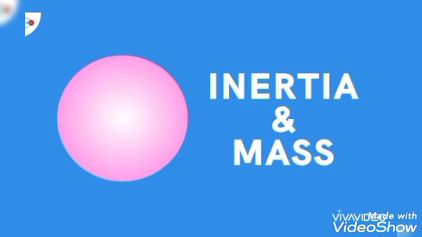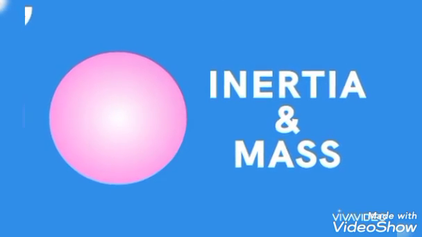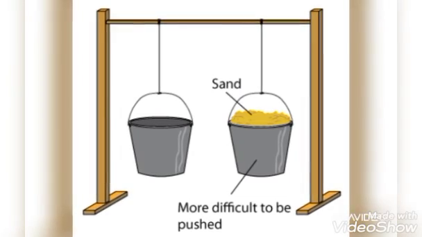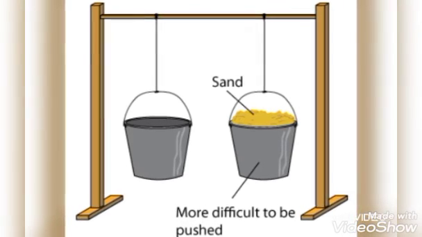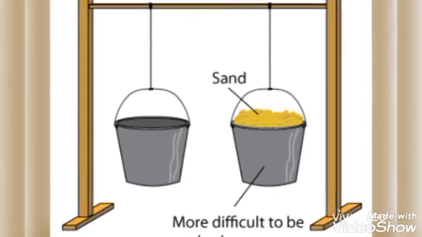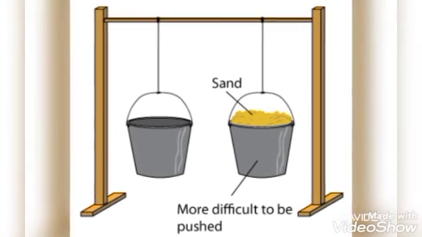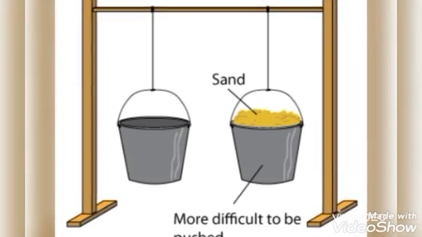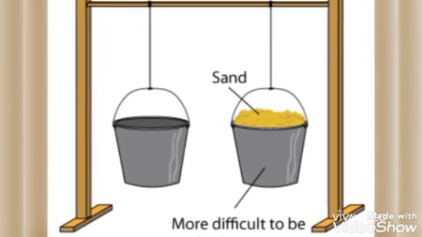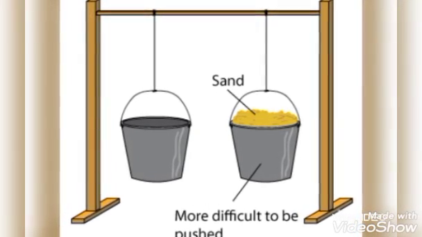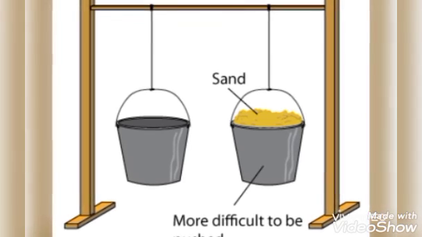Then let's move to the relation between inertia and mass. How can we relate inertia and mass? Let's do an activity. Take two boxes, one empty box and the other filled with sand. Which box is easier to move, the empty box or the box filled with sand? Yes, the empty box is easier to move. Why? Because the empty box has less mass and the box filled with sand has higher or greater mass.